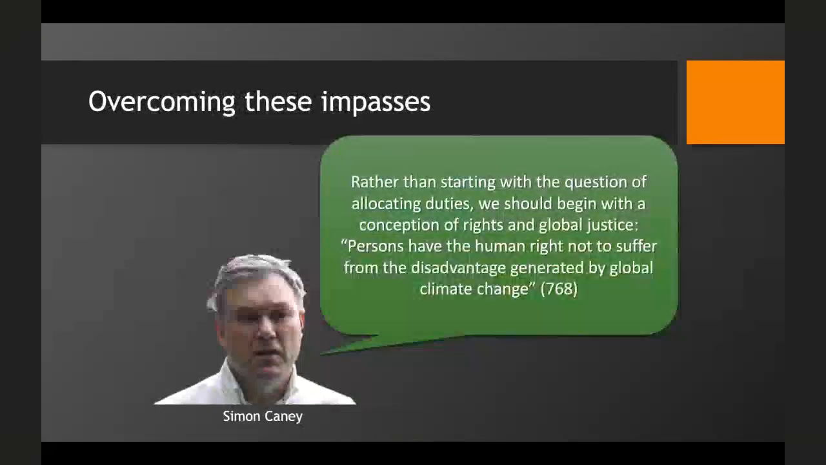Rather than saying that the distributive principle comes first, a principle of historical responsibility or of ability to pay, and all things following from there, he thinks that we should adopt different distributive principles that are going to best uphold the right to not suffer the ill effects of climate change. So from this, he derives four duties.